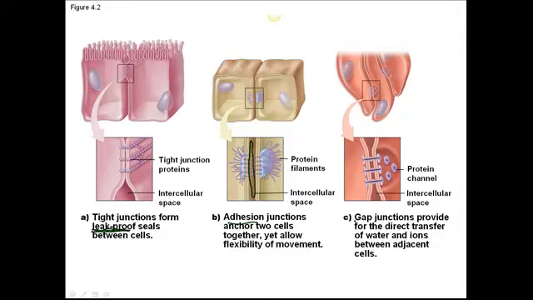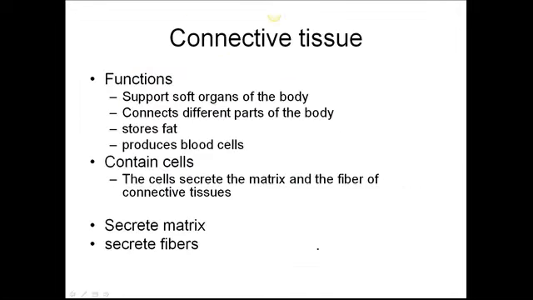And then the last one is the gap junction, and you can see there's a little channel right here. Because sometimes we want small ions and things to move through here. Calcium, hydrogen, chloride, potassium, sodium, things like that. Okay, so that's the difference there.